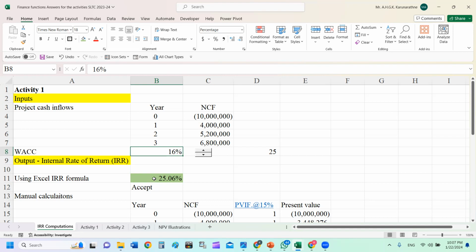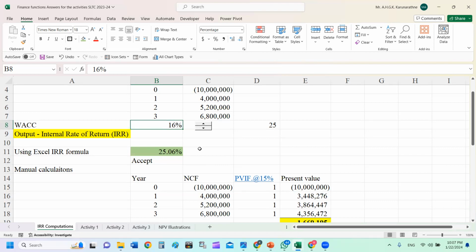IRR, the technical definition, is the discount rate at which NPV becomes zero. If you compute NPV at the IRR rate, at that level your NPV becomes zero. So, cost of capital is your required rate. IRR is the project yield, the project return. If the project return is greater than the required rate, you are happy, you accept.